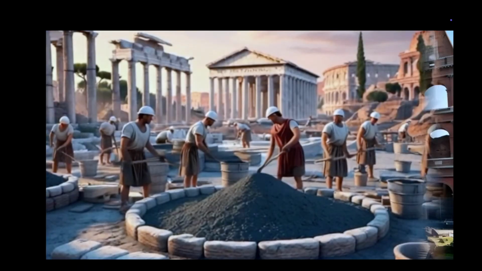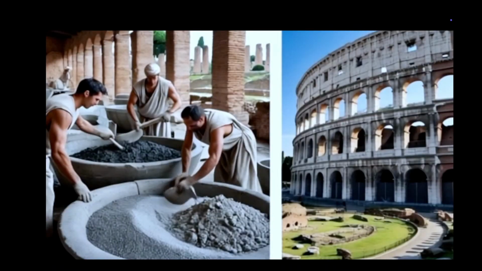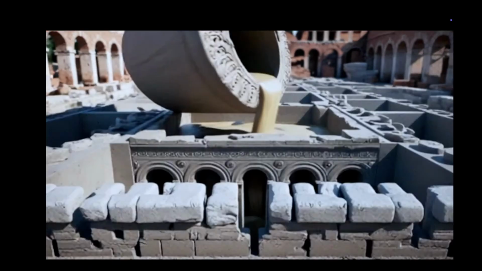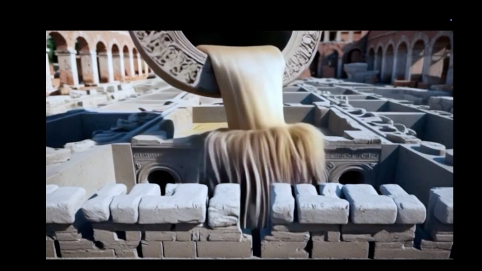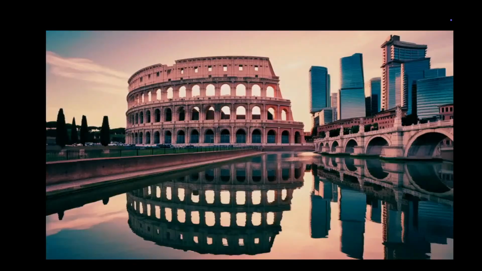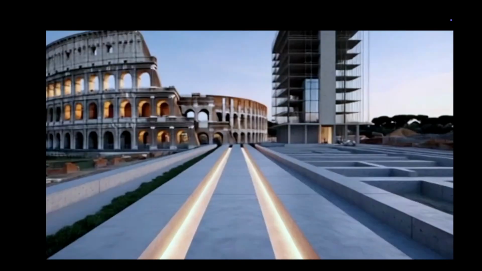The Romans didn't just build, they built for eternity. By combining volcanic ash, lime, and water, they created concrete, a material so resilient that Roman structures still stand today. From the Colosseum to skyscrapers, Roman concrete's legacy endures in every corner of the modern world.